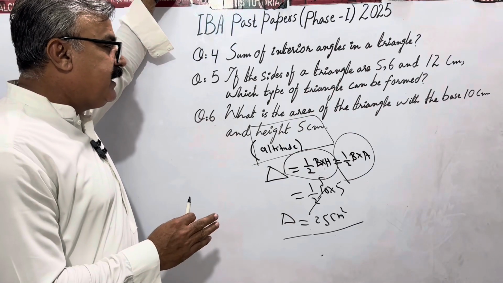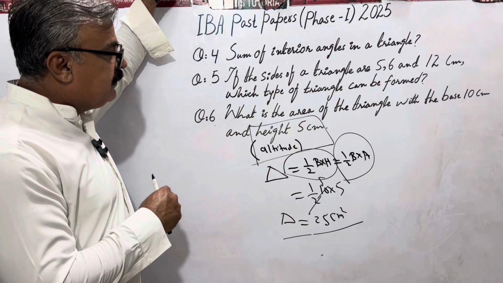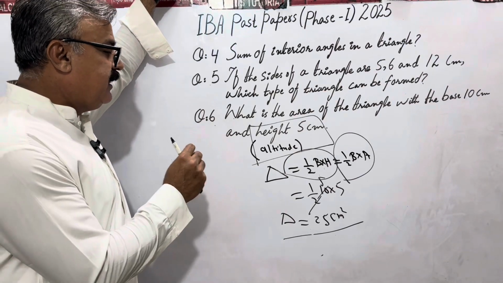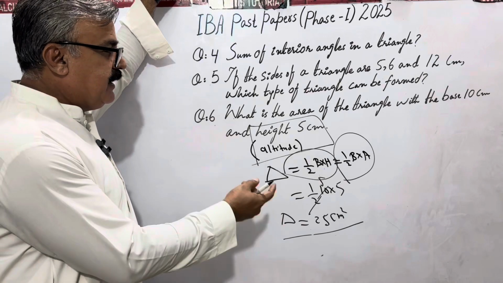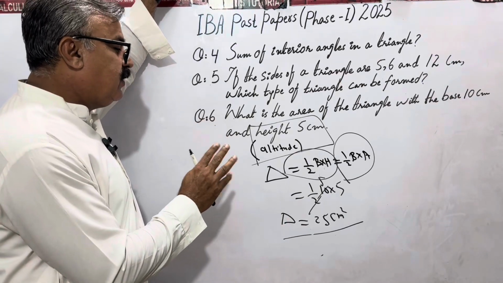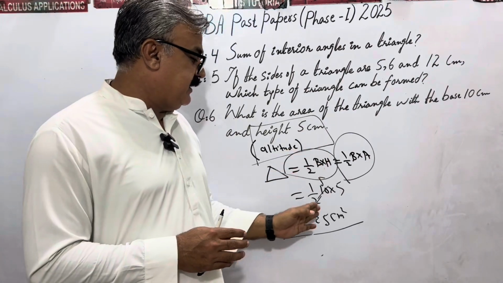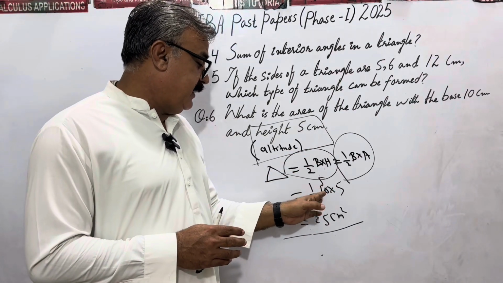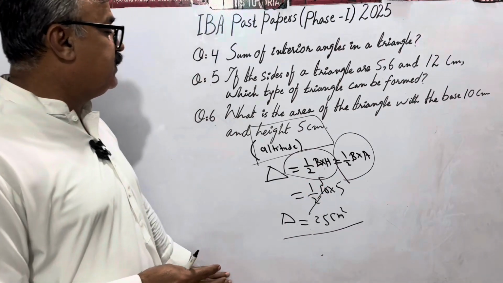Simple formula for area of a triangle when you have given base and height: it is given by 1 upon 2 base into height. Base times height. Height is also called altitude, and I have simplified. Base is 10, 10 times 5. Applying the table, 2, 5, that is just a simple one, 25 centimeter square.